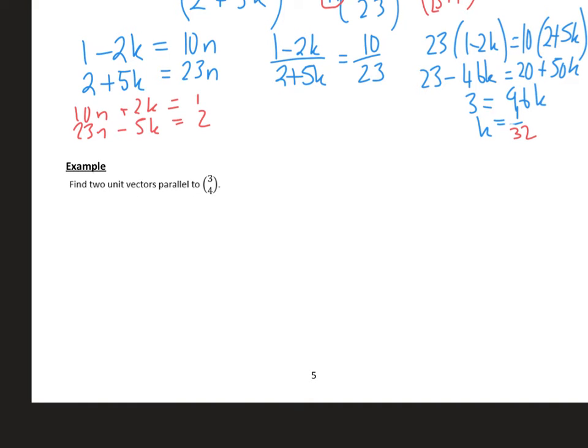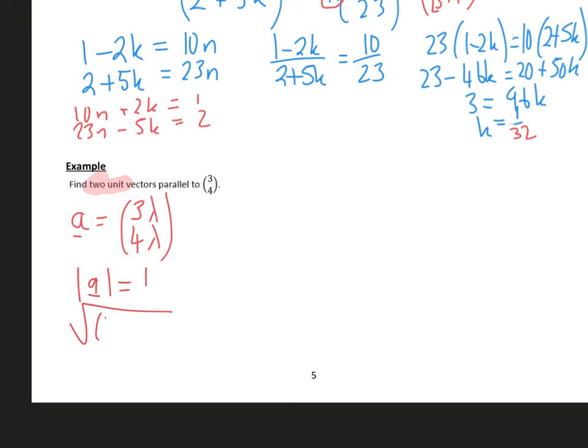And the last one, find two unit vectors parallel to (3, 4). Well, let's call the unit vector A. And if it's parallel, it's going to be 3 times something and 4 times something. So I'm going to use a different letter now. In fact, I'm going to use a Greek letter now. I'm going to use lambda. That's one we use quite a lot in maths. So that's what I want it to look like. I want it to be a unit vector, so that means the length has to be 1.